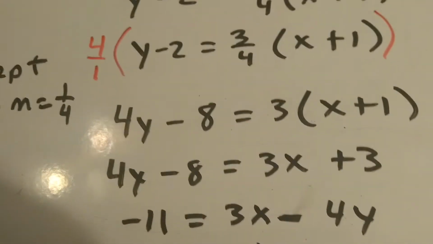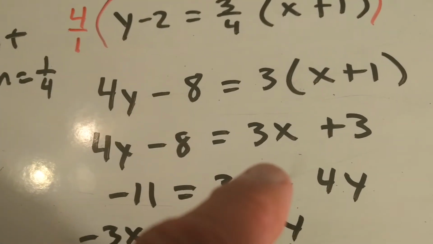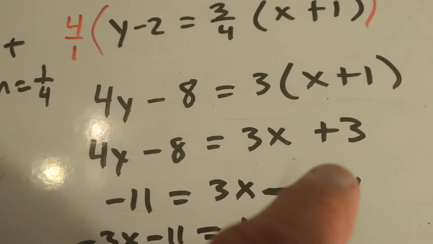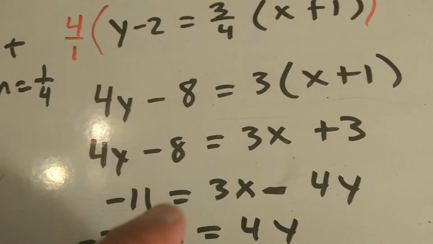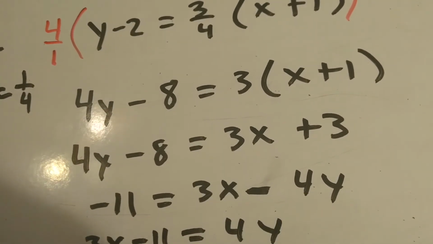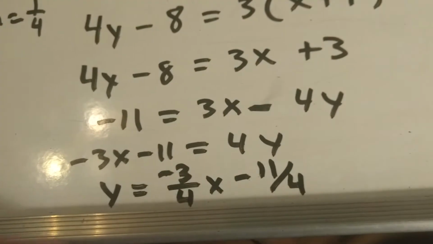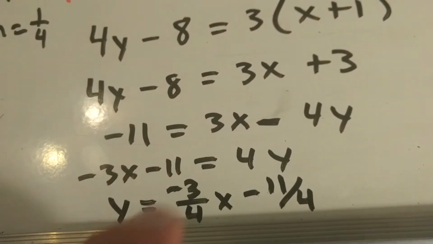So remember, when you're solving this, distribute the 3, we get 3x plus 3. So what we really want is we want the x term to be positive. So what I'm going to do is subtract this 3 over, which gives me -11. I'm going to subtract this 4y over, which gives me 3x minus 4y. Okay?